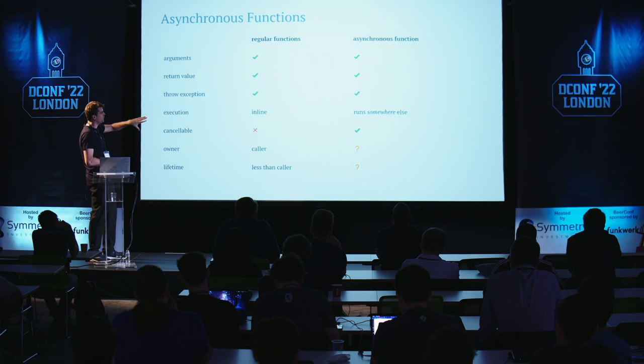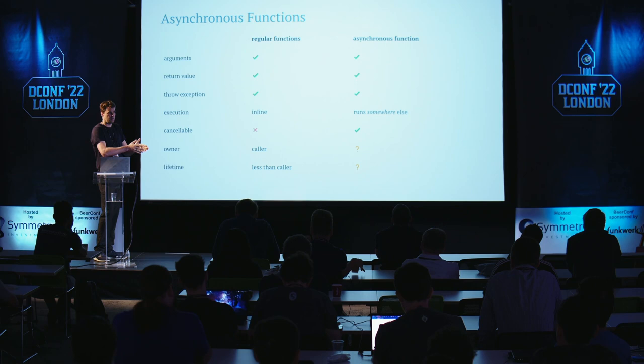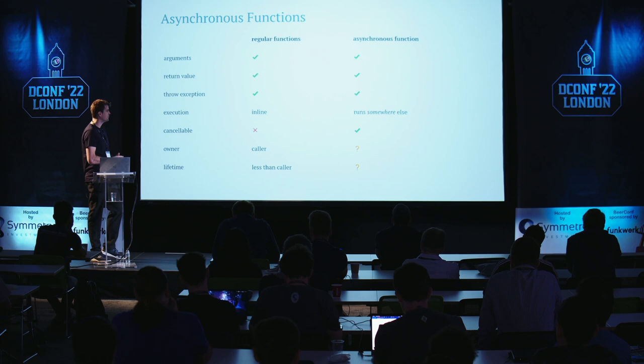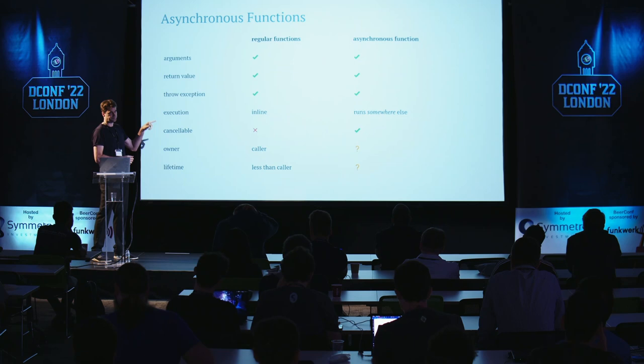Also, a normal function, you wouldn't cancel a normal function, right? Because control is being passed to it. There's nothing to cancel it. You might want to cancel your process from an OS level, but canceling a function doesn't exist. For an asynchronous function, it does, right? We want to be able to cancel them.